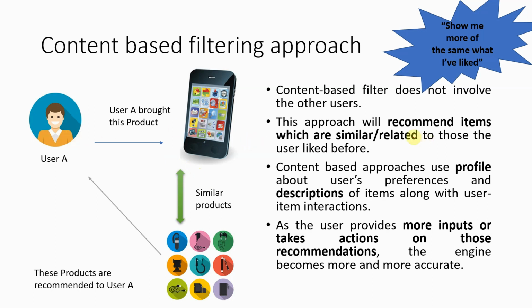So this approach will recommend items which are similar to those the user liked before. Content-based approaches use the profile information about the user and also the description of the item for the user-item interaction. So as the user provides more and more inputs, the recommendation system can become more and more accurate.